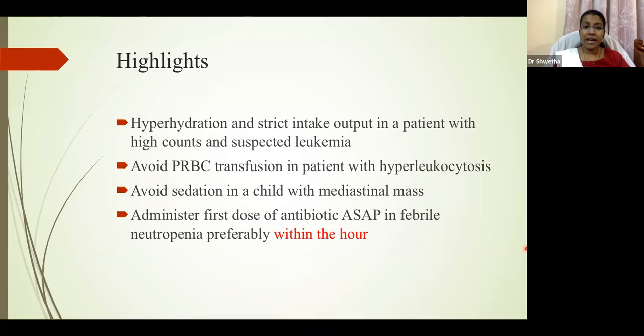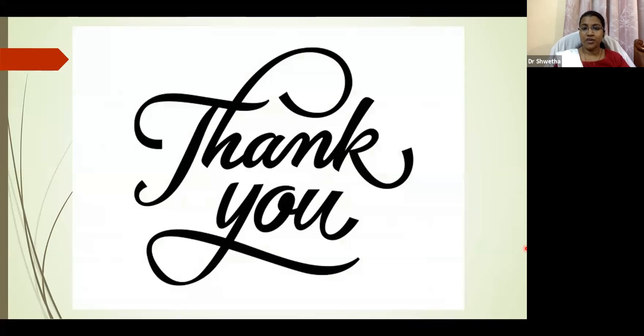So just the highlights, some points that I wanted to stress from this talk: hyperhydration and strict intake output have to be followed in a patient who has high counts with suspected leukemia. Avoid packed RBC transfusion in a patient with hyperleucocytosis. Avoid sedation in a child with a mediastinal mass, and administer the first dose of antibiotic as soon as possible in febrile neutropenia, preferably within the hour. Okay, thank you for your patient listening.